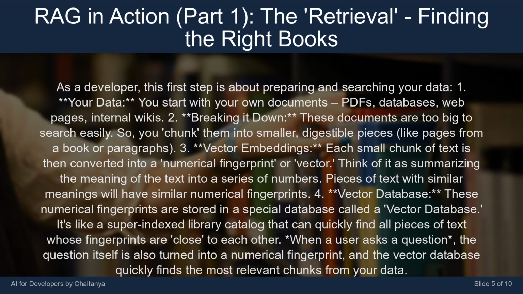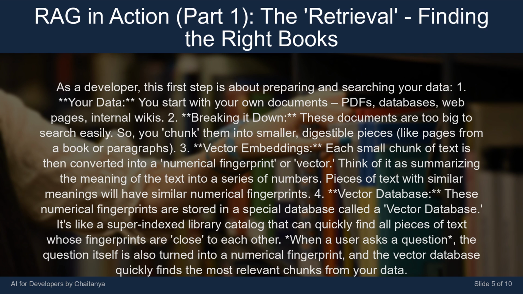1. Your data. You start with your own documents, PDFs, databases, web pages, internal wikis. 2. Breaking it down. These documents are too big to search easily. So, you chunk them into smaller, digestible pieces, like pages from a book or paragraphs. 3. Vector embeddings. Each small chunk of text is then converted into a numerical fingerprint or vector. Think of it as summarizing the meaning of the text into a series of numbers. Pieces of text with similar meanings will have similar numerical fingerprints.